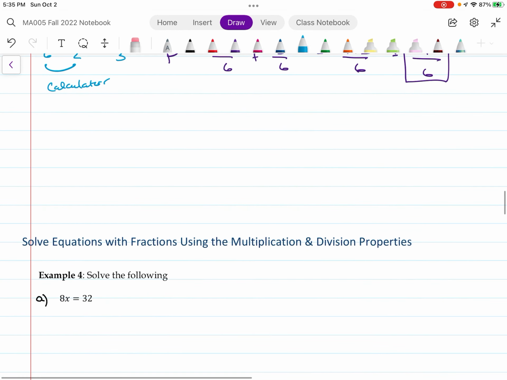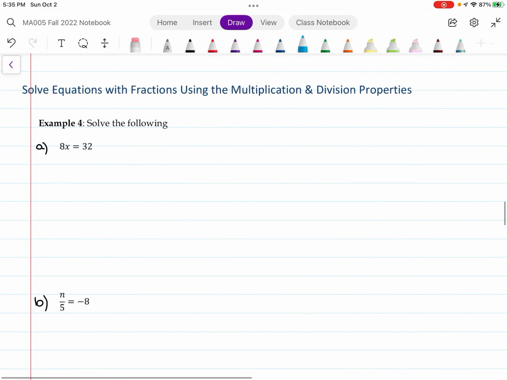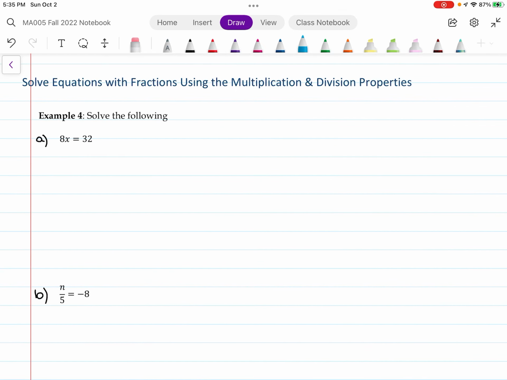Okay, next we're going to talk about solving equations with fractions using the multiplication and division properties. Okay, so what you want to look at here is you want to see what it is that is happening with the x. So the 8 is multiplied, so the opposite of that is going to be divide. So I'm going to write this out so it's a little bit bigger. 8x equals 32. So what am I going to do with this to get the x by itself? I'm going to divide by 8 on both sides.